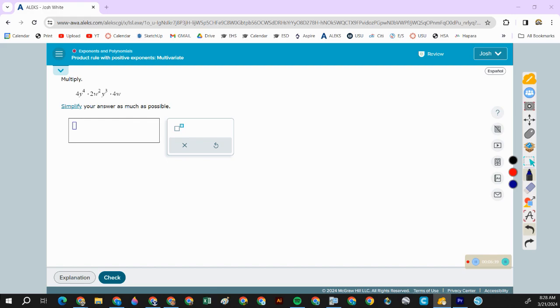All right. So here we just have a long string of multiplication. So we're going to multiply all the numbers together, and then we'll multiply all the y's together, and then all the w's together. So as far as the numbers go, 4 times 2 is 8, times 2 is 32. And then y to the fourth and y to the third makes y to the seventh. And then w squared times w is w to the third. Make sense?